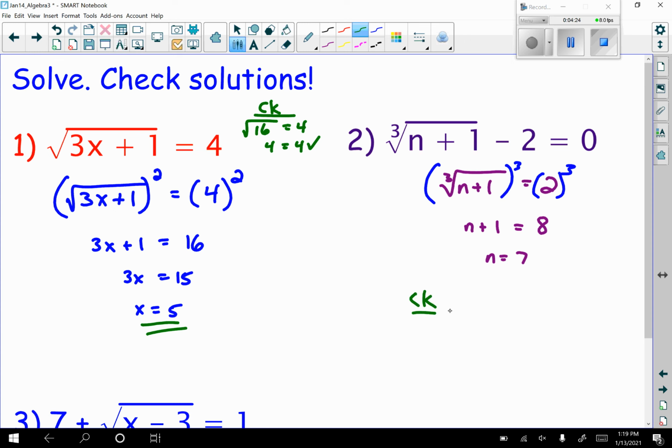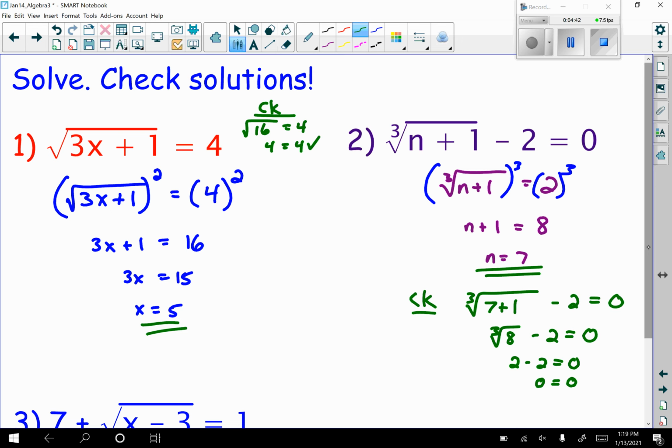Let's check our solution. We're going to get the cube root of 7 plus 1, minus 2. We want to know if that's going to equal 0. So we get the cube root of 8 minus 2 is equal to 0. The cube root of 8 is 2. 2 minus 2 is equal to 0. So we have our solution.